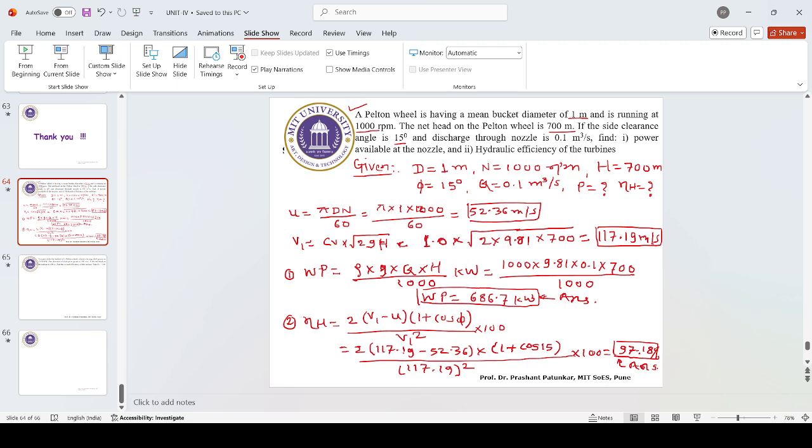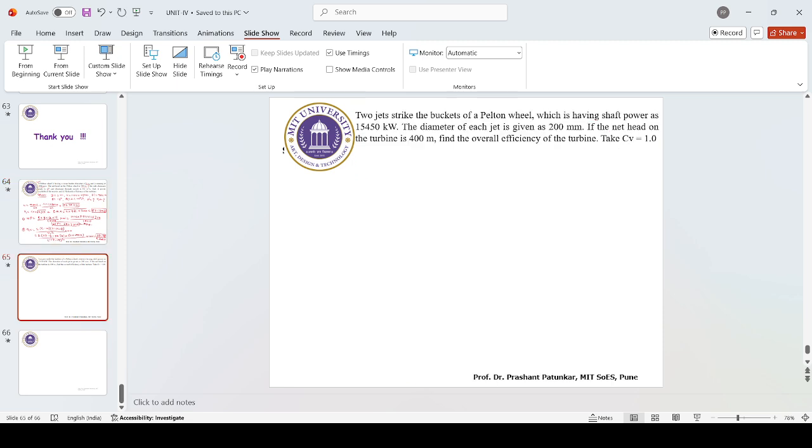We also see one more exercise for the Pelton wheel. This particular statement reads as a two jet strike, so we have multiple jets here instead of using a single jet. This arrangement for the Pelton wheel consists of two jets. So a double jet Pelton wheel is mentioned in this problem. Two jets strike the bucket of a Pelton wheel, having a shaft power of 14,450 kilowatt.